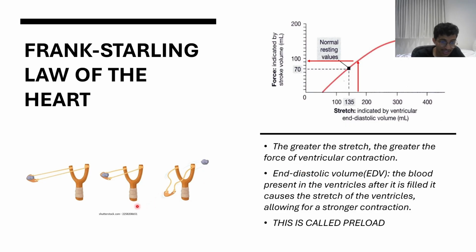If you can see this analogy on a slingshot, if you have a rock right here, and you move it further back, the ball will fly stronger. So the same concept applies to the heart. If you have more end diastolic volume, you will have greater stretching, which will cause a stronger contraction. This is called preload. You preload the heart with end diastolic volume of blood, which creates a stretch, which allows the ventricles to contract stronger.